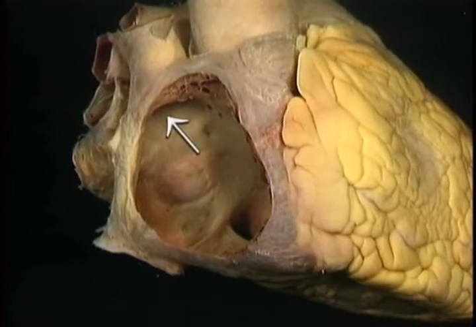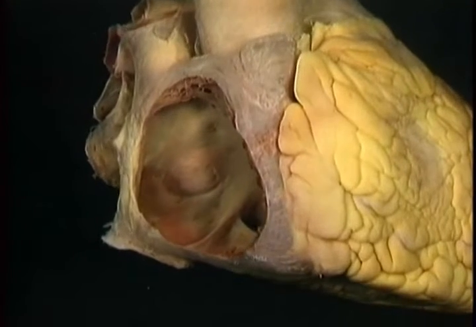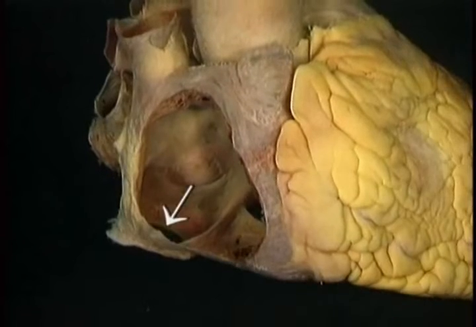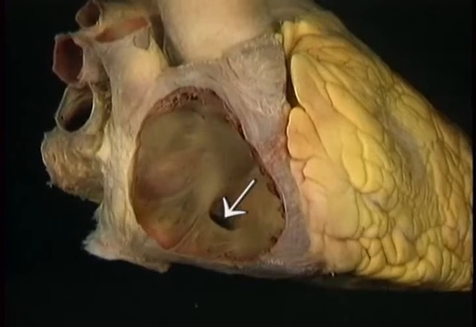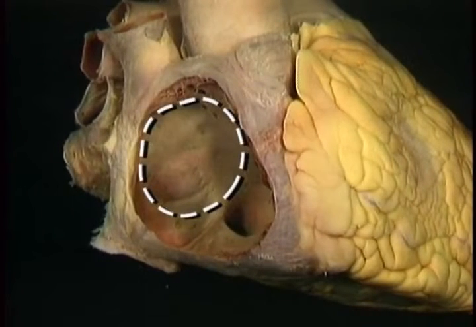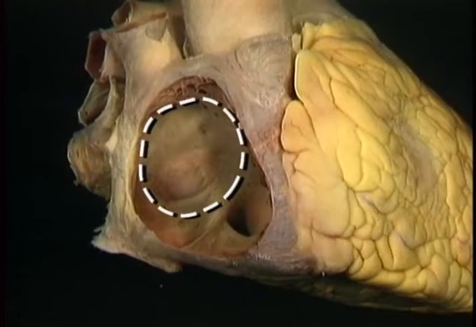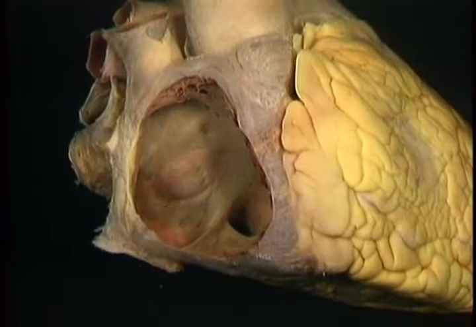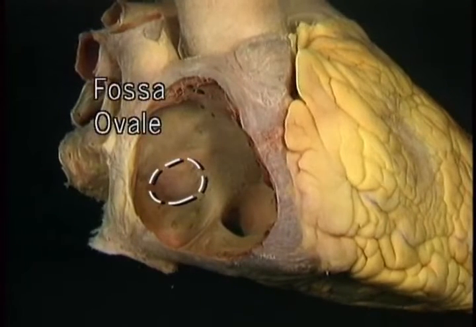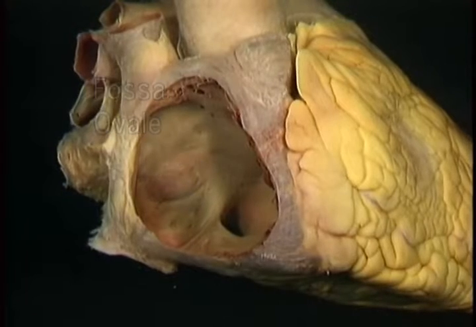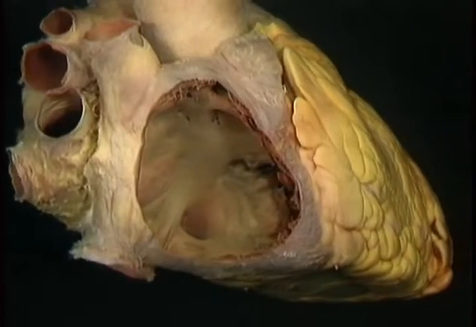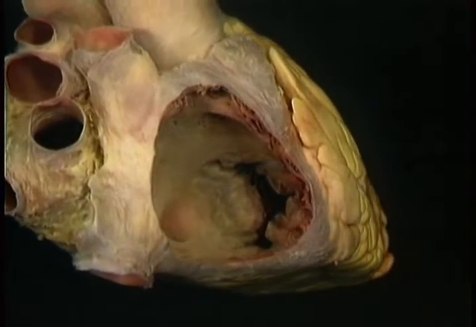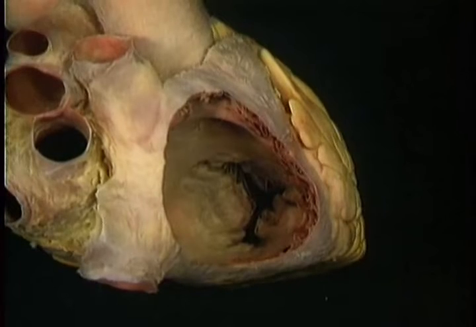Here's the opening of the superior vena cava above and of the inferior vena cava below. Here's the opening of the coronary sinus. This is the part of the atrial wall that's shared with the left atrium, the interatrial septum. This thin oval patch in the septum is the fossa ovale, the remnant of the foramen ovale that connected the two atria in intrauterine life. Here we're looking forwards into the tricuspid valve. We'll see more of it when we look at the right ventricle.